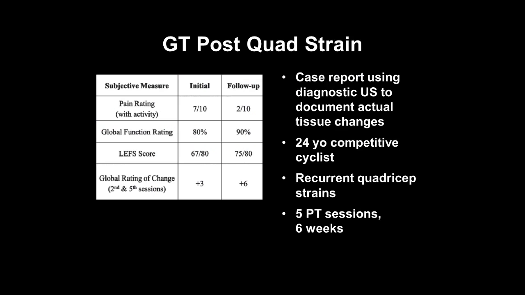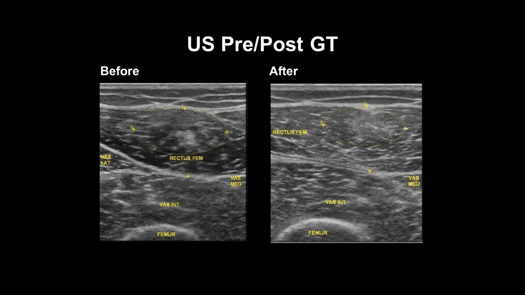So in this particular case report, it was a 24-year-old competitive cyclist who had sustained recurrent quadricep strains. He had actually been to physical therapy and had not really experienced a positive treatment response. The clinician involved administered the Graston Technique, 5 sessions over a 6-week period of time. And basically, looking at this slide, you see a significant difference in the tissue, both before and then after. If you're looking at the after picture, the picture on the right, you see much more homogeneous tissue, and that was done after 5 Graston Technique sessions.